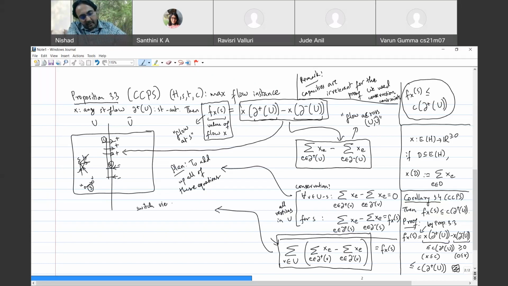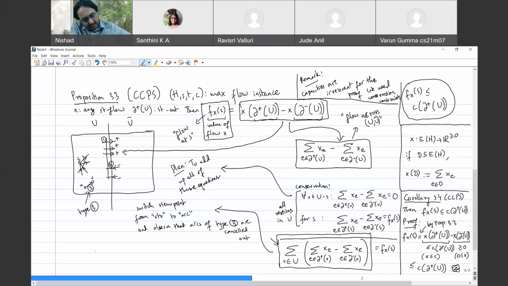switch viewpoint from vertex to arc and observe that arcs of type 3 are cancelled out. Right? This is type 3. And that is exactly the left hand side.